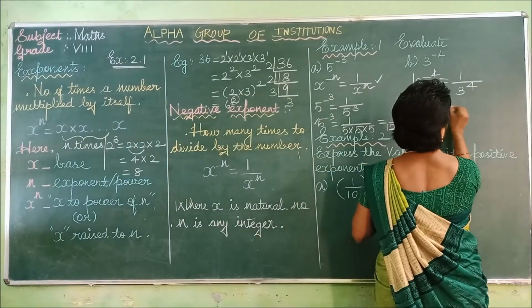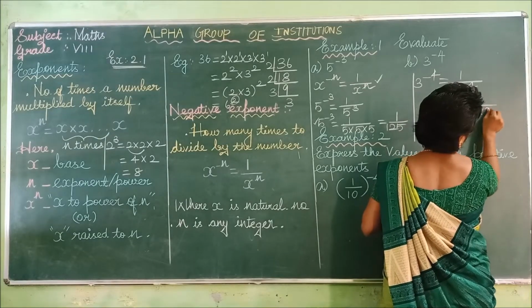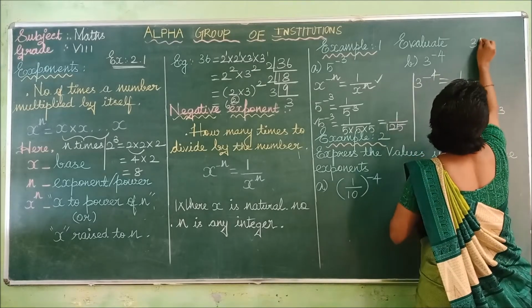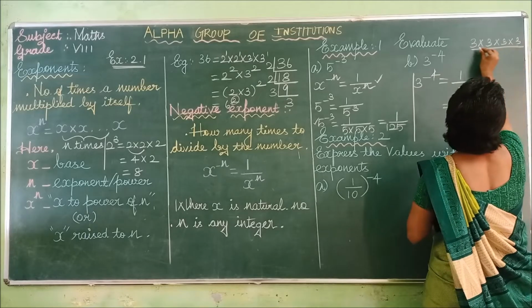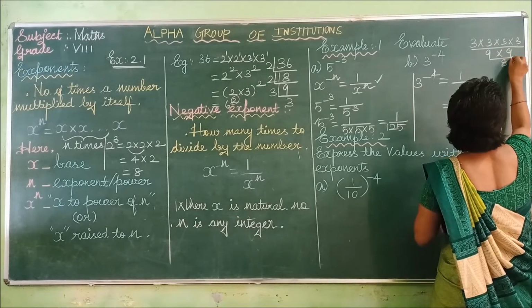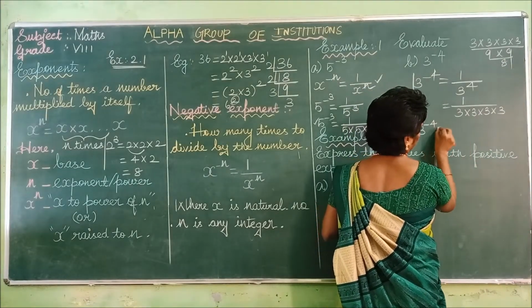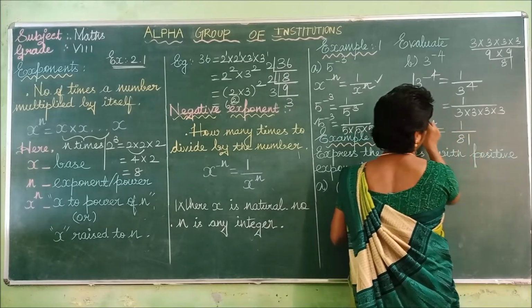So listen here. 1 divided by 3 into 3 into 3 into 3. What is 3 into 3 into 3 into 3? 3 3s are 9, this 3 3s are 9, 9 9s are 81. So what is the value of 3 power minus 4? 3 power minus 4 is nothing but 1 divided by 81.